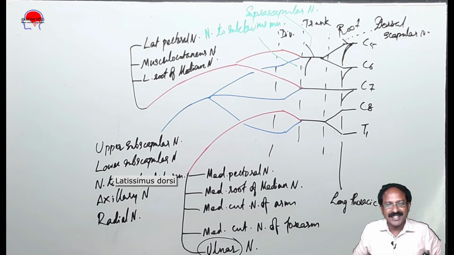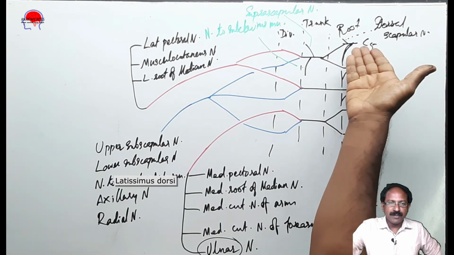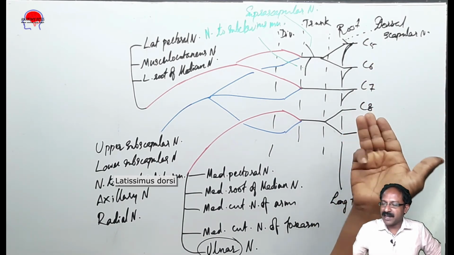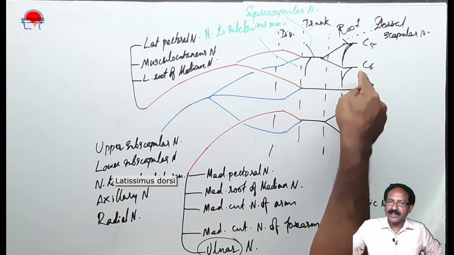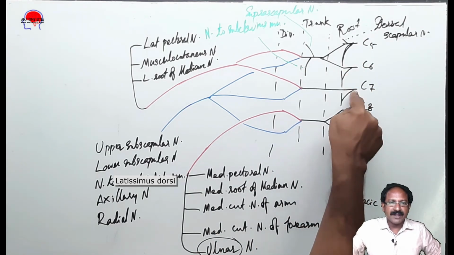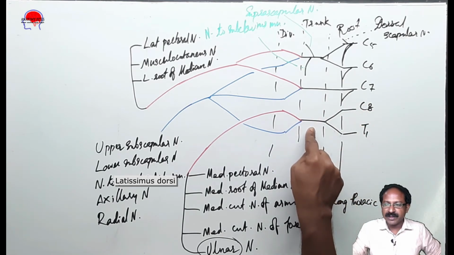I think that is quite easy about the branches of the brachial plexus. To sum up things, brachial plexus is formed from the C5, C6, C7, C8 and T1 spinal nerves. C5, C6 unite to form the upper trunk. C7 alone forms the middle trunk. C8 and T1 unite to form the lower trunk.